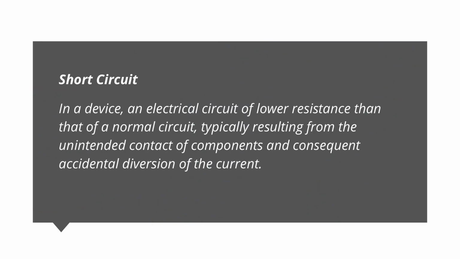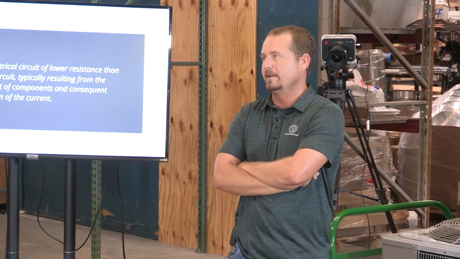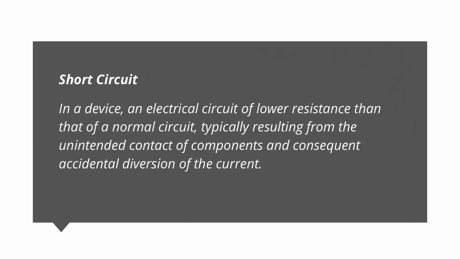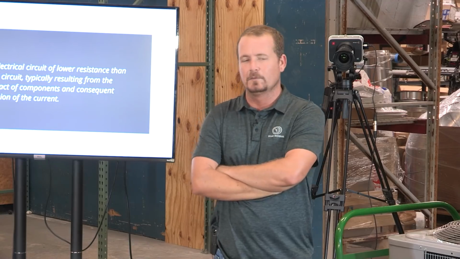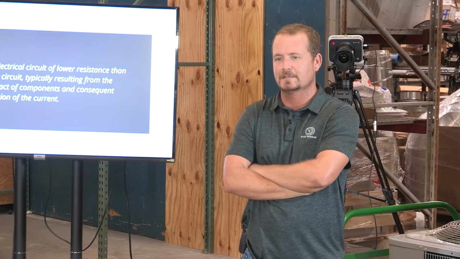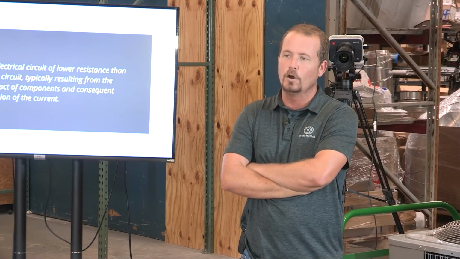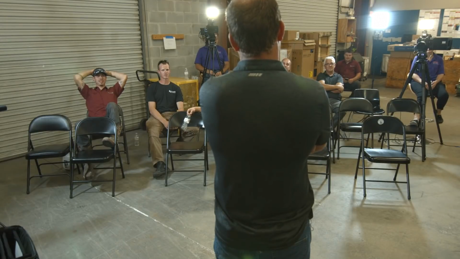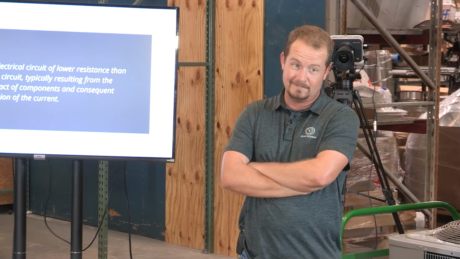Woo, good times. All right, short circuit, we already covered this. So we're going to go over some quick dictionary definitions, if you will. A short circuit in a device is an electrical circuit of lower resistance than that of a normal circuit, typically resulting from the unintended contact of components and consequent accidental diversion of the current. Fancy words to mean something touching something it isn't supposed to, right? An open circuit is what? Something not touching when it's supposed to.